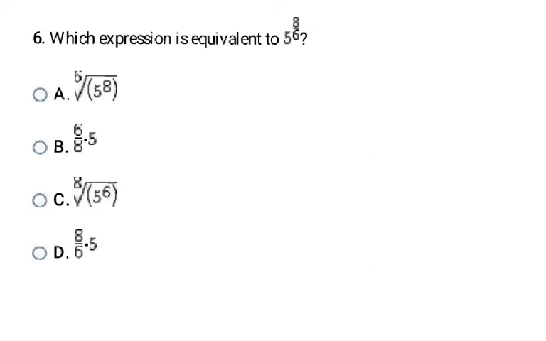And this one's the same idea. I'm just going backwards now. So I'm going to have the 5 under the square root. And then it has an exponent of 8 because that's the numerator. And it's going to have an index of 6 because that's the denominator. And so that leaves me with a final answer of A.